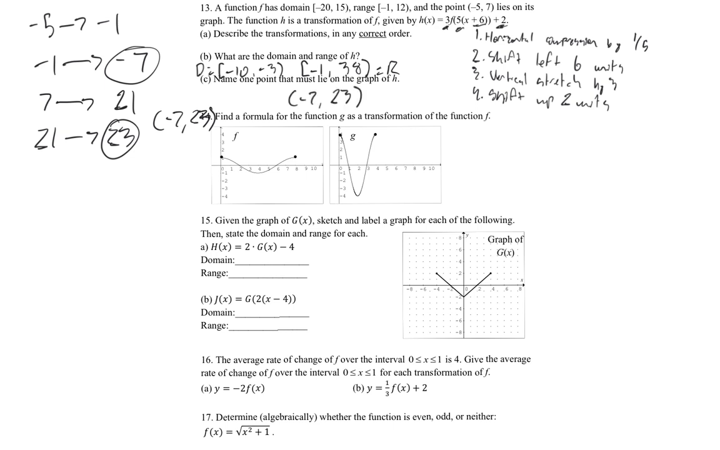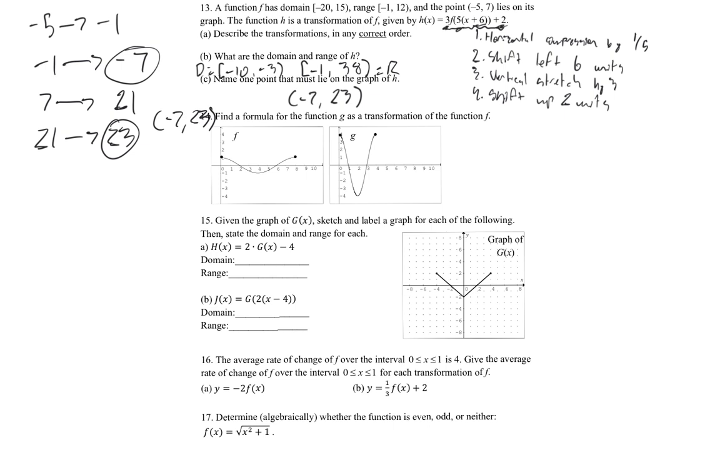You can double check that also, of course, by using that value for x and this expression right here for h of x. Let's plug in -7. -7 plus 6 is -1. 5 times -1 is -5. f of -5 we know is 7. 7 times 3 is 21 plus 2 is 23. So there we go, it works.